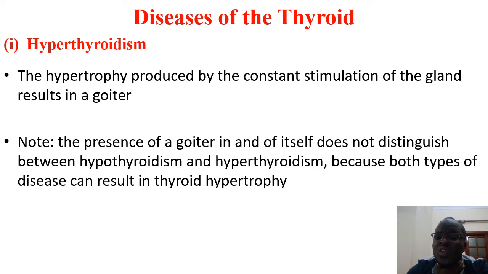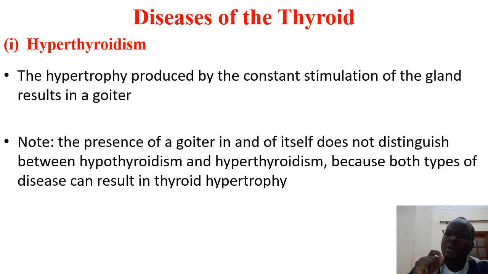The presence of the goiter in and of itself does not distinguish between hypothyroidism and hyperthyroidism, because both types of disease can result in thyroid hypertrophy. When you see a patient with a goiter, you don't have to rush to say this is hyperthyroidism. Why? It's because even in hypothyroidism, you can still have hypertrophy of the thyroid gland. That will still give you a goiter. So the presence of the goiter doesn't give you the diagnosis to say it's hyper or hypothyroidism.